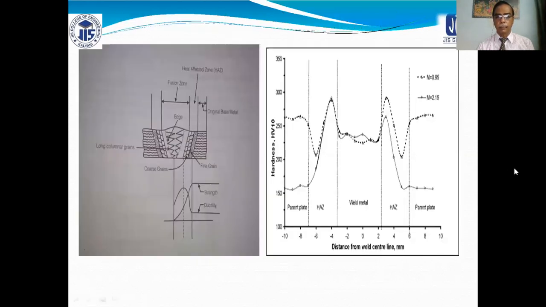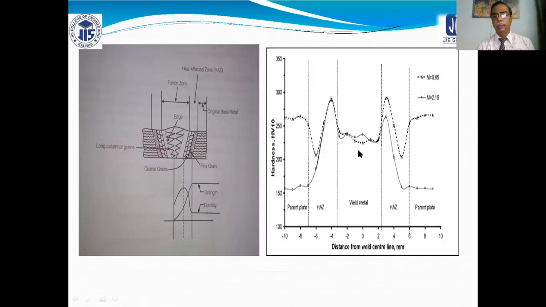This is the distance from the weld center: this is the zero point, this is the minus side, this is the plus side, left and right. The hardness in the weld zone is to some extent low, but in the heat affected zone the hardness increases due to grain growth of the structure of the metal. This shows how the hardness increases in the heat affected zone area, obviously due to grain growth of the structure.